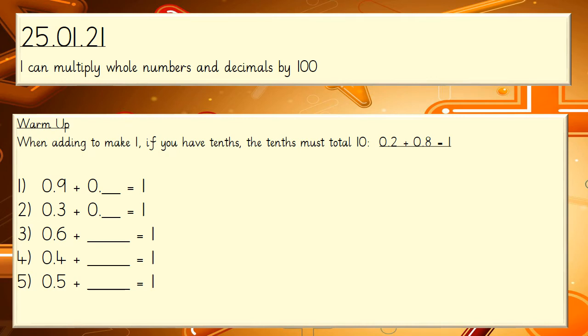In this lesson we're going to be multiplying whole numbers and decimals by 100. Let's first begin with a warm-up.